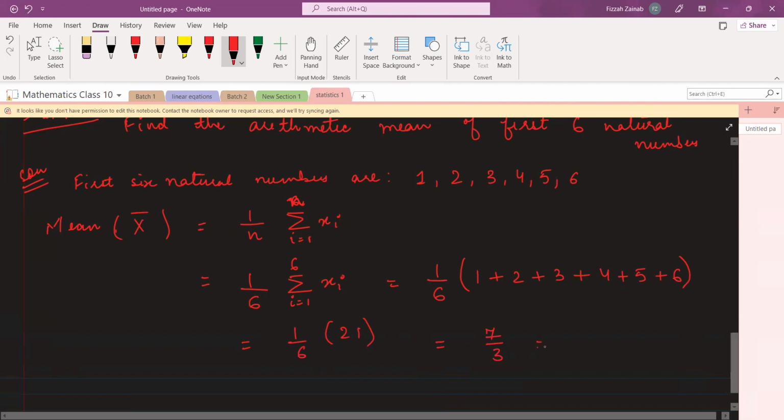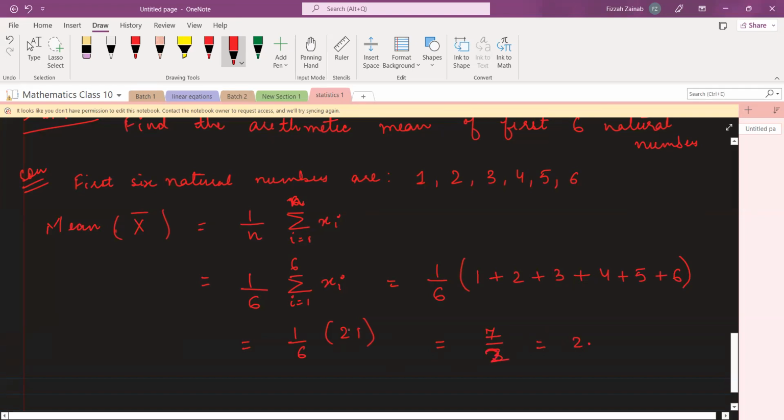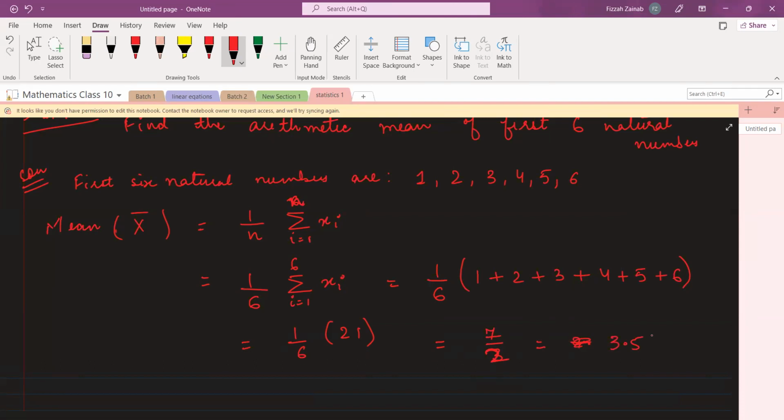21 by 6 can be reduced to 7 by 2. You divide by 3, right? 3 into 7 is 21, 3 into 2 is 6. So that becomes 3.5. Is it clear now?